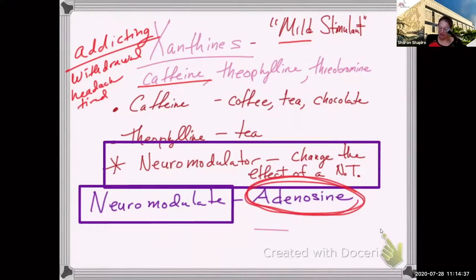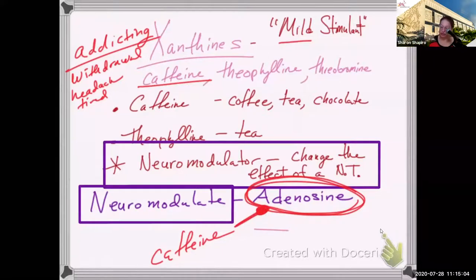And caffeine and theophylline and theobromine, these are all xanthines, they all can come and interact and attach to adenosine. They don't interact with the receptor that adenosine interacts with. They interact with adenosine and they change adenosine's ability to work. They modulate the neurotransmitter. They're a neuromodulator.